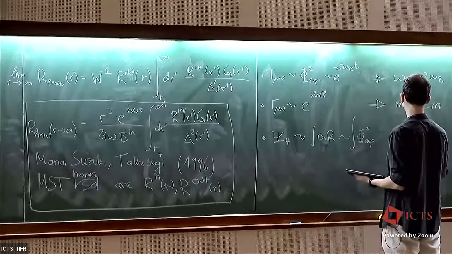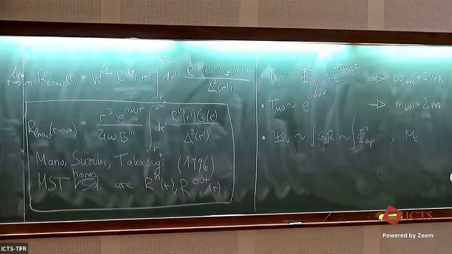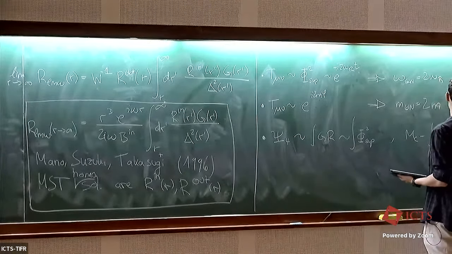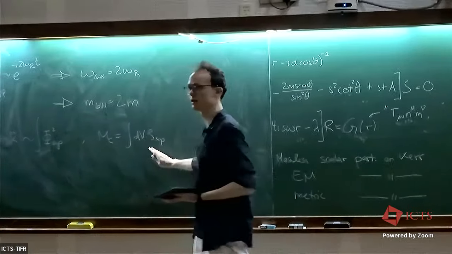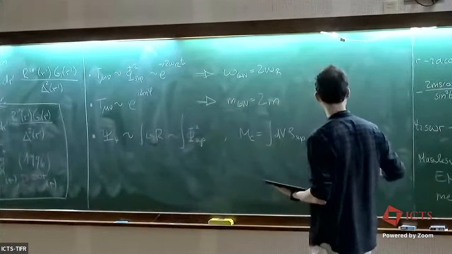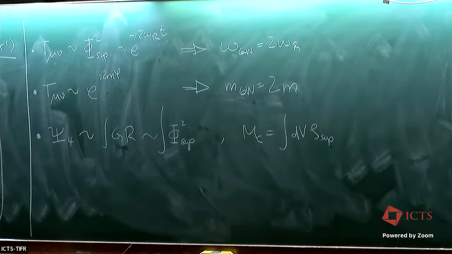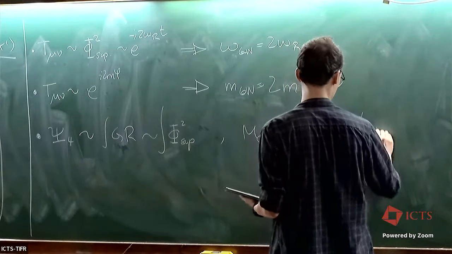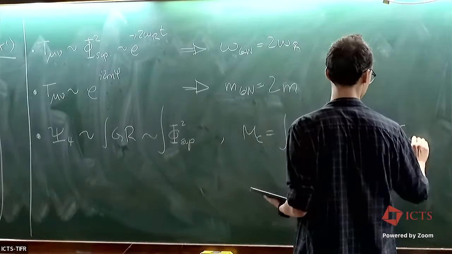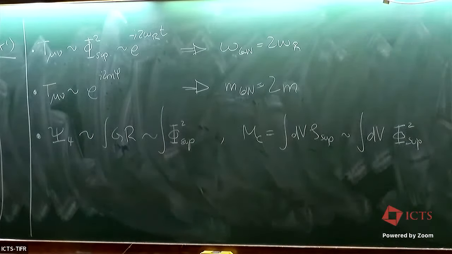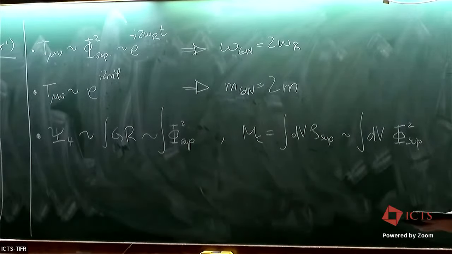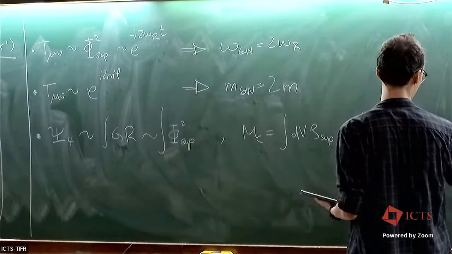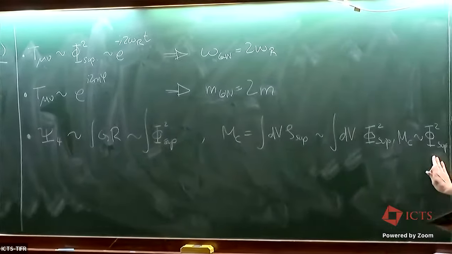Similarly, we know that the mass of the superradiance cloud is basically just an integral over the energy density of the superradiance cloud. And the energy density in turn is just some component of the stress energy tensor, basically the 0,0 component. So this is basically just a volume integral over the superradiance cloud squared again. So what we learn from here is that the cloud mass goes like the square of the superradiance amplitude.